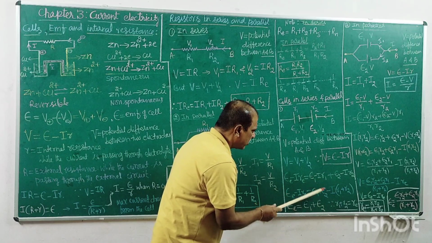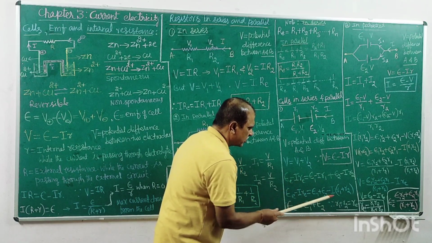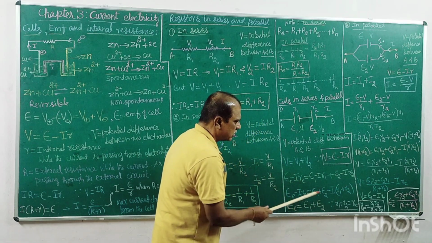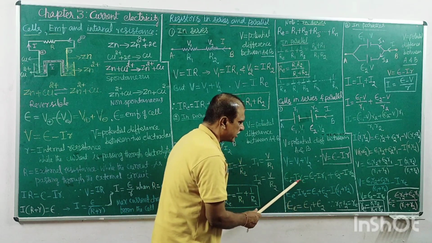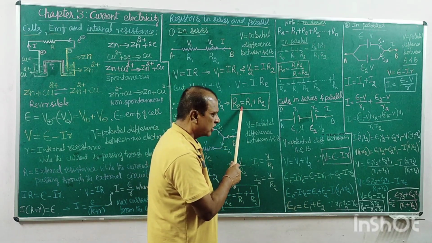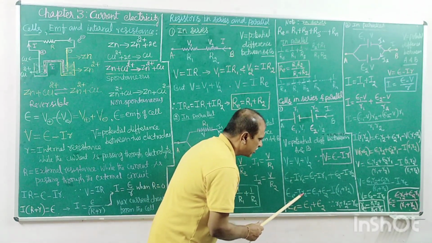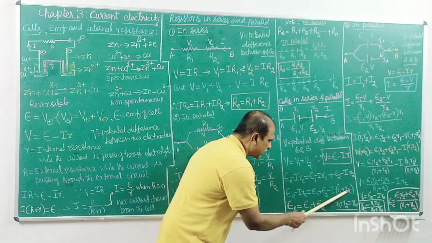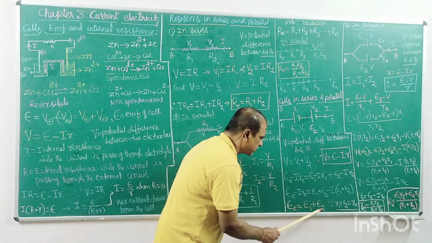Here take out the common factor. You get this. You know R1 plus R2 is in series now. That is the internal resistance or external resistance. R1 plus R2 is the effective resistance. We can apply the same thing here. So R1 plus R2 is equal to RE. Therefore minus IRE and minus IRE cancel. Remaining is epsilon E is equal to epsilon 1 plus epsilon 2.